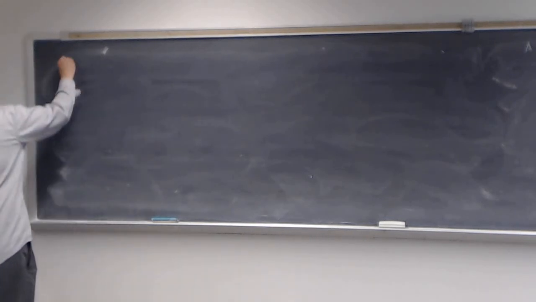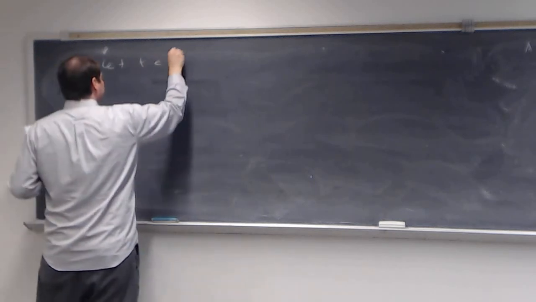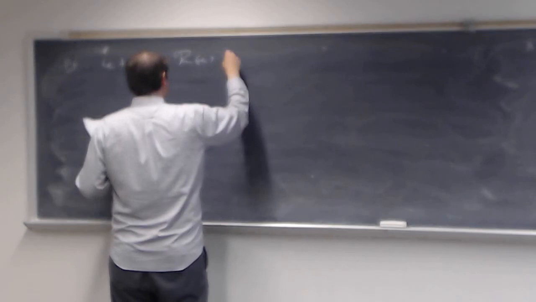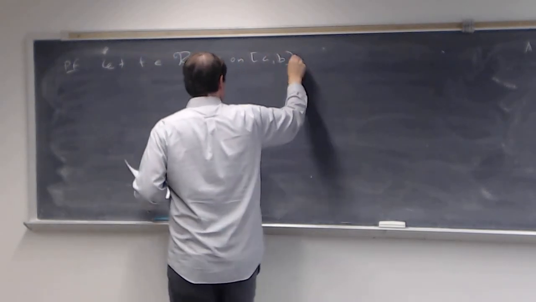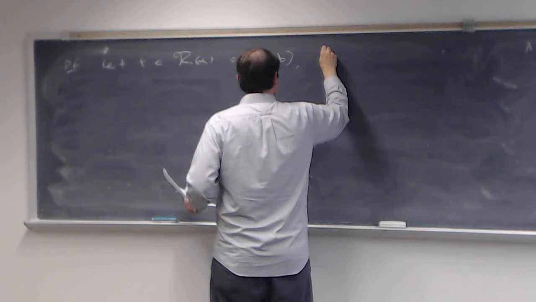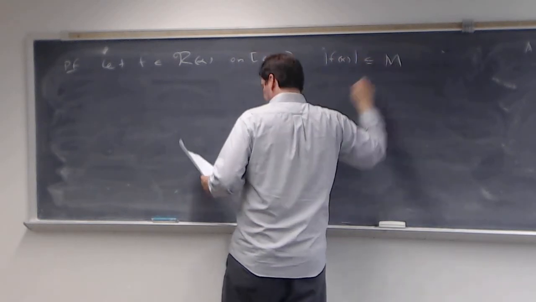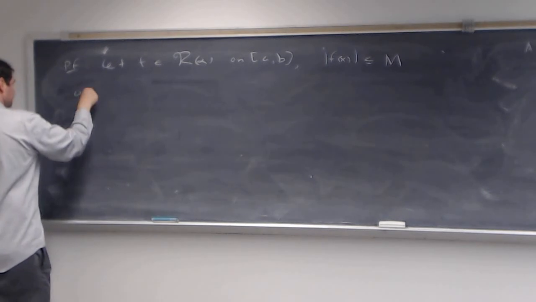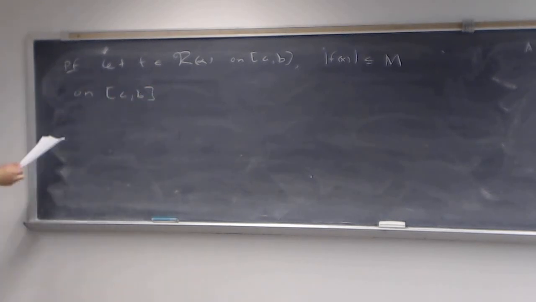Okay, let's look at the proof. Let f be an element of the Riemann-Stieltjes integrable functions with respect to alpha on [a, b]. We'll let the absolute value of f(x) be less than or equal to M on [a, b].